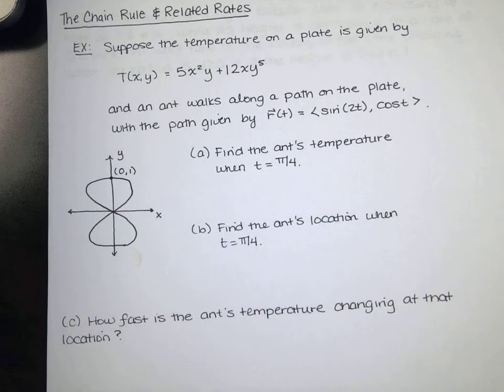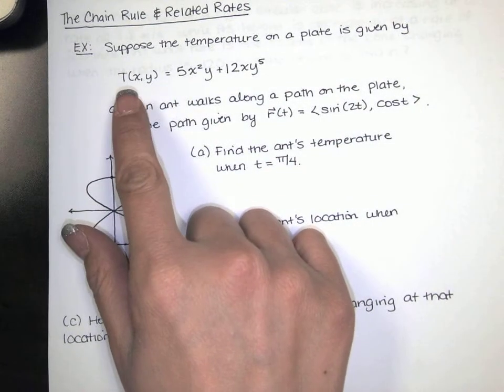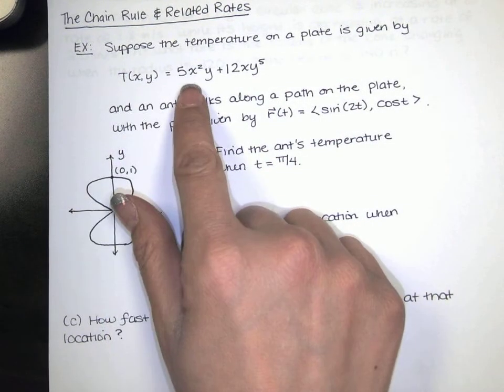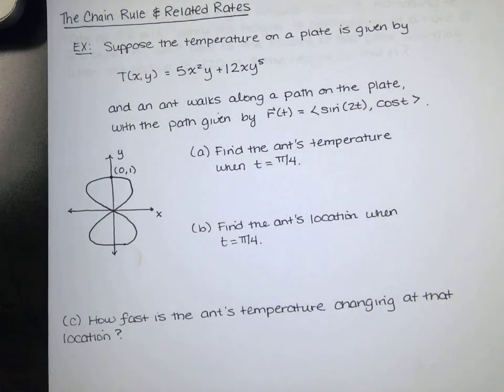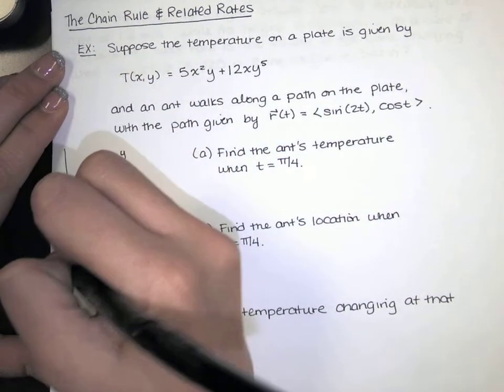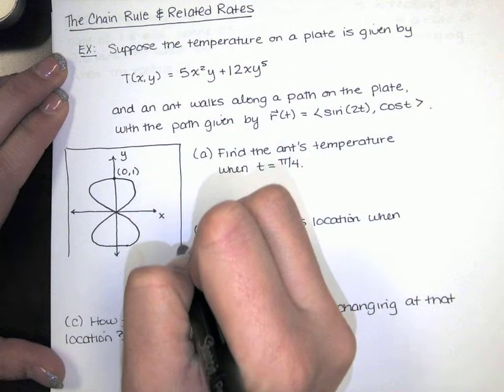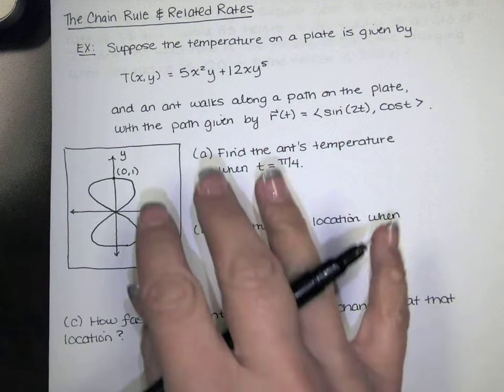It says, suppose that the temperature on a plate is given by this function. So temperature is a function of x and y, and it's given by this. I don't really know the units of this temperature, but every xy location on a plate has a certain temperature, and maybe this is our plate. And then we've got an ant.